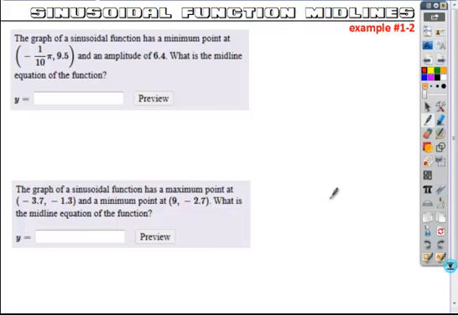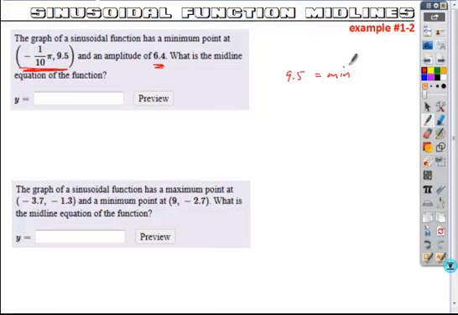So when you look at these problems here, checking the first one, we have a set of coordinates and we have an amplitude. We were told here that this is a minimum point. So when you look at the 9.5 value, the minimum is the y coordinate. So that is going to be your minimum.